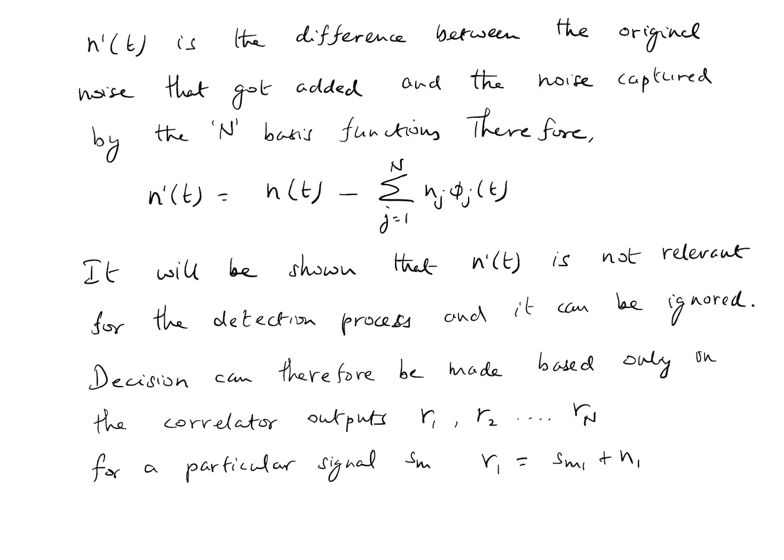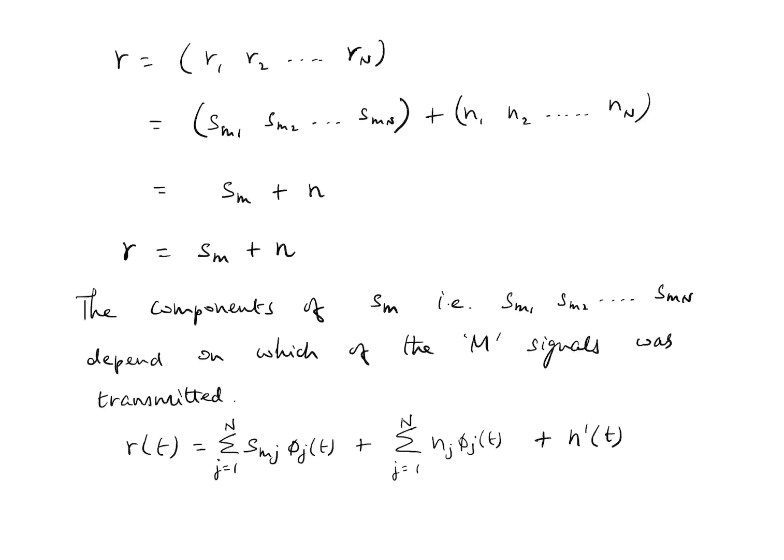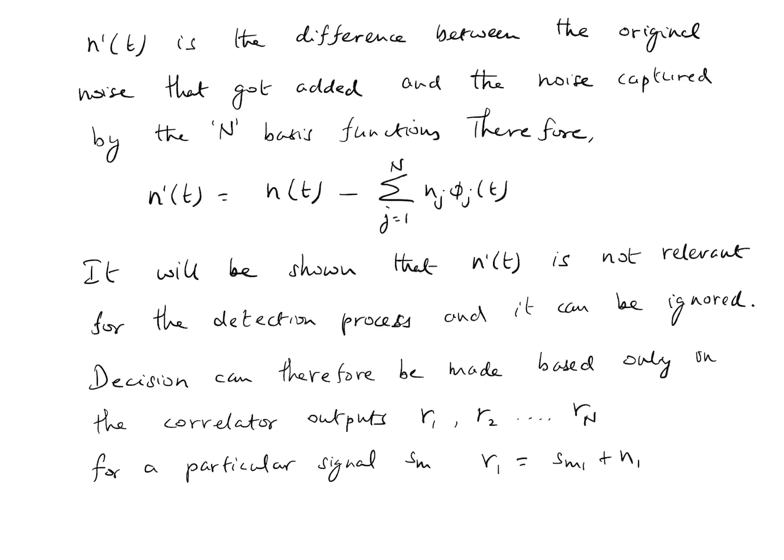However, we will show later, and we will discuss towards the end of the lecture, that not including this n dash of t in our analysis, so if you look at the vector representation R, we don't have this n dash of t over here, okay, does not affect our analysis and our results. Therefore this n dash of t is not relevant for our detection process, and we can safely ignore it.